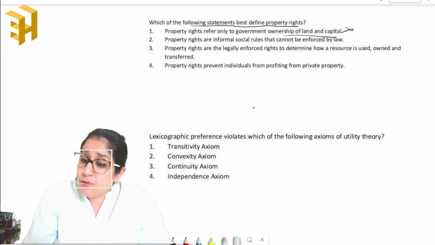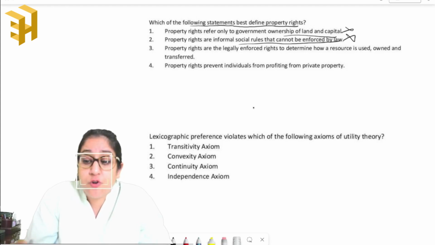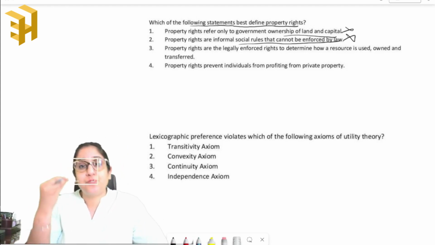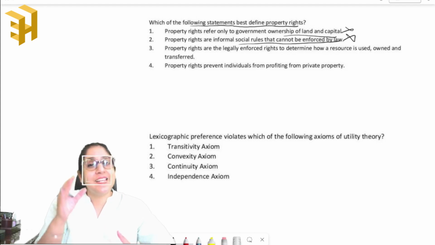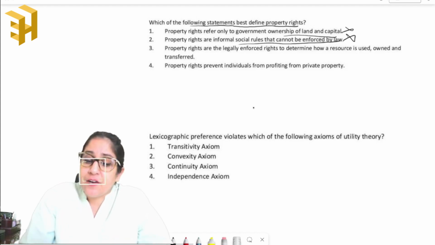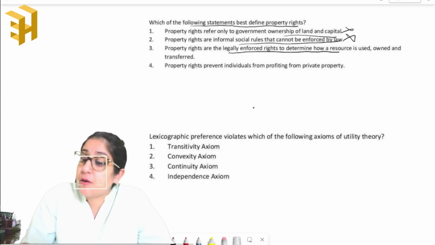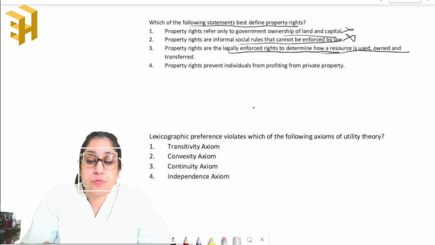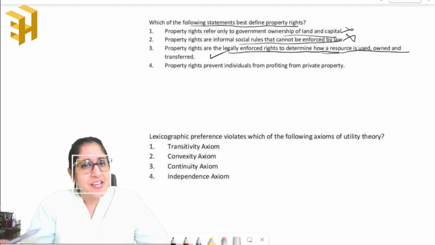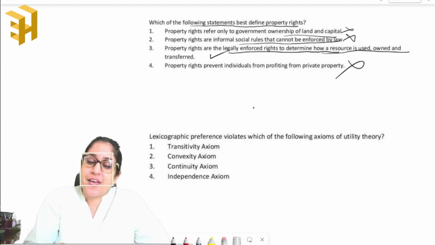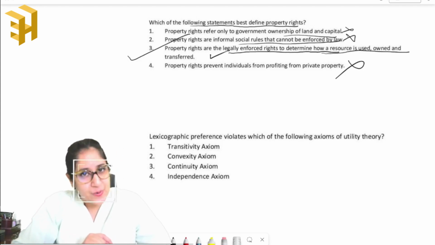Property rights are informal social rules that cannot be enforced by law? Not at all. The basic objective of giving property rights is that it can be enforced by law. It has a legal backing. Okay, property rights are the legally enforced rights to determine how a resource is used, owned and transferred. Yes, that is true. This is the correct statement. Next, property rights prevent individuals from profiting from a private property? No. Individuals can actually profit from their private property. So this statement is not correct. So here the correct answer is option 3.